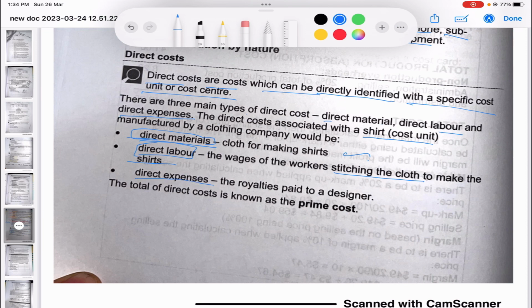Next, we have what direct expenses are. Again, thinking about what expenses are: expenses are neither material nor labor, right? So the royalty is paid to a designer. What do you understand by royalties paid to a designer? Whenever someone designs a product for you, they charge royalty from you. So it's something like, on every sale, 2% commission is given in the form of royalty to the designer. So when you look at a shirt, you know that a designer must have designed it.